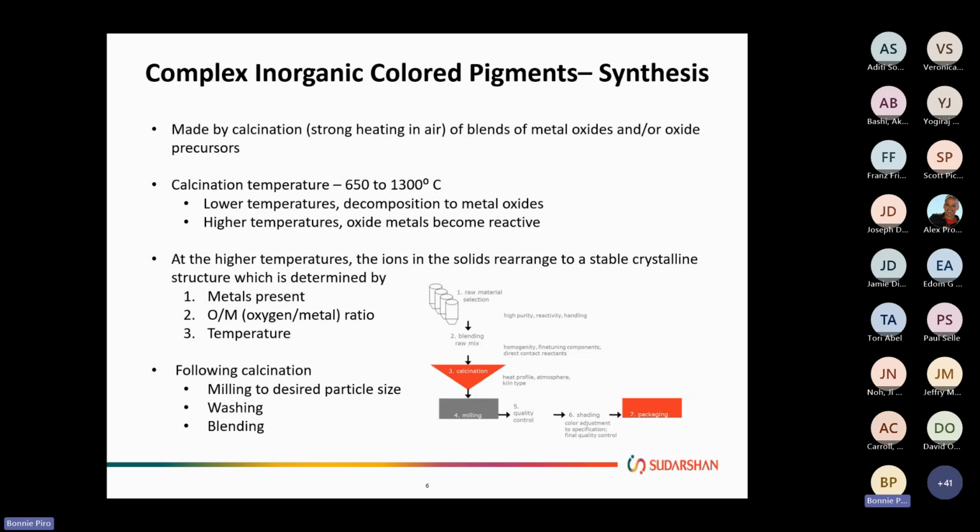Once the crystal is created, the processes are very similar to other organic pigments. There's some milling that goes on to get to the final particle size needed. It can be washed and then blended to create the final lot of material.